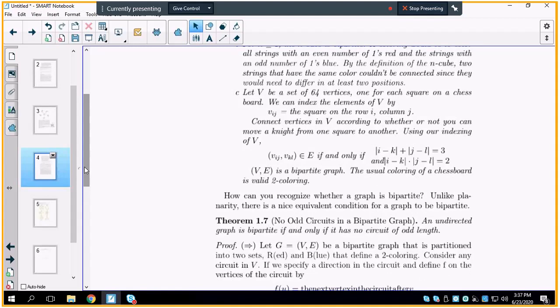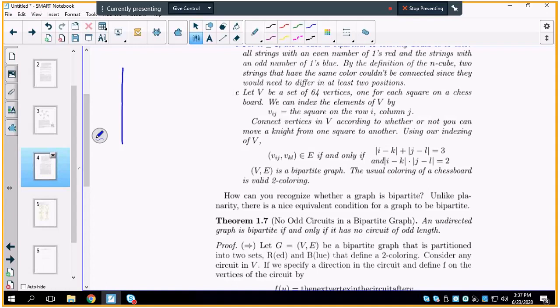One other interesting example, let's let V be a set of 64 vertices, 1 for each square on a chessboard, and index the elements of V by, we're going to call a vertex Vij if it represents the square in the ith row and jth column of the chessboard. And we'll connect vertices in V according to whether or not you can move a knight from one square to another. So let's think about the chessboard.